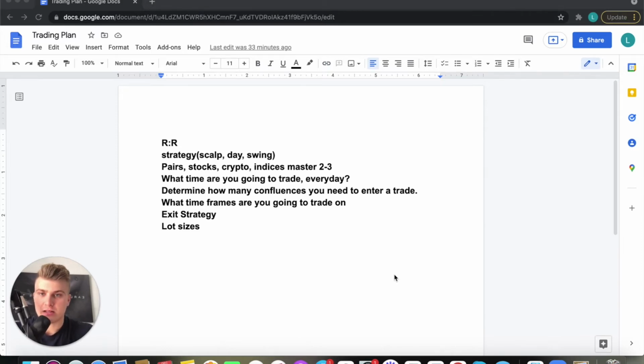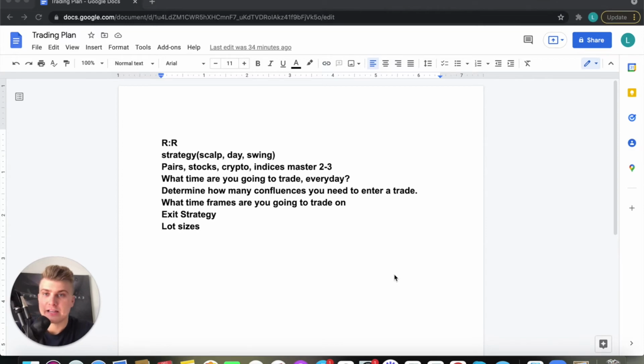And the next one's going to be lot sizes. You need to figure out what percent you're going to risk per trade. Then you're going to figure out what lot size that is with your account size. And you also need to determine your stop loss levels for these trades. When I'm trading indices, I'm looking at 300 to 500 pip stop losses, 30 to 50 points. So you need to figure out what kind of stop losses and lot sizes you're going to be using. This also all correlates with your risk-to-reward ratio.